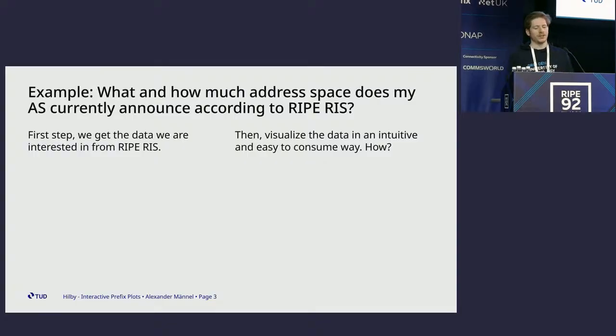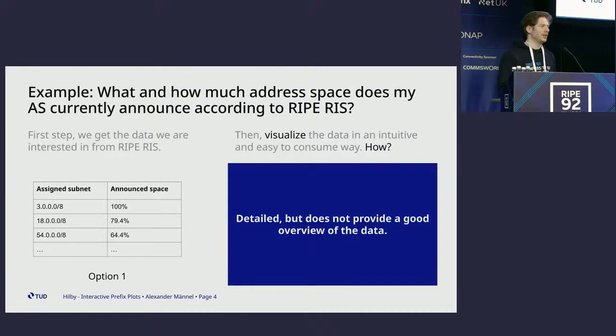Now, if I want to investigate this, the first thing I do is I go to RIPE RIS, so I got some data, and then I have to visualize it in some intuitive way so I can derive meaning from it because I work visually. And so how do we do that? Well, option one, maybe a table. Very detailed, but does not provide a great overview of the data. And depending on how rich you are, this list is also going to become quite long.